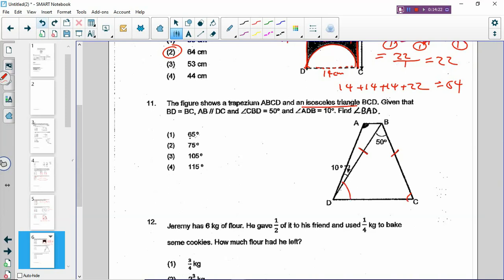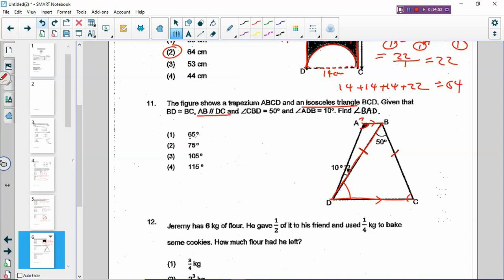Alright, now given that BD equal to BC, and then you have AB is parallel to CD. Look out for lines that are parallel because they have important properties. They are related to parallel lines. For example, look for Z, right? If you have 2 lines that are parallel, you can actually find a Z. Okay, a very important property. Okay, so and then what is angle BAD? So you're supposed to find the question mark, which is over here.